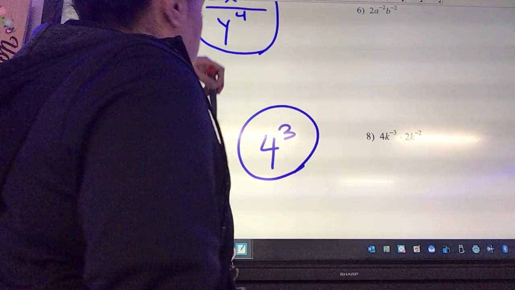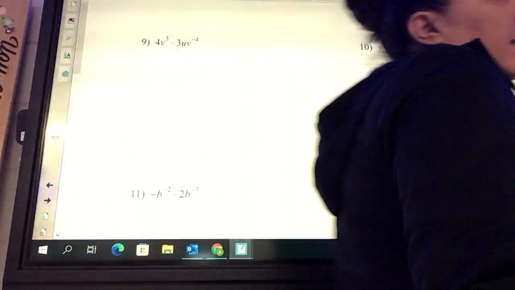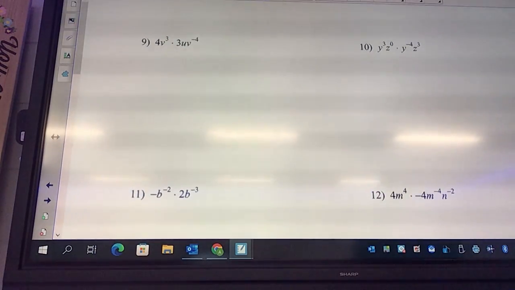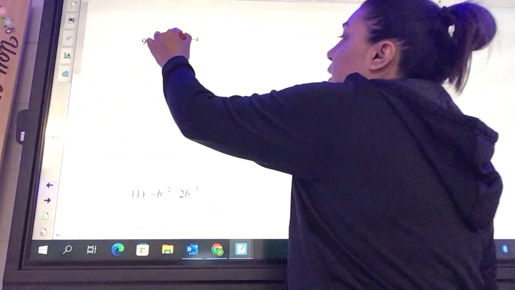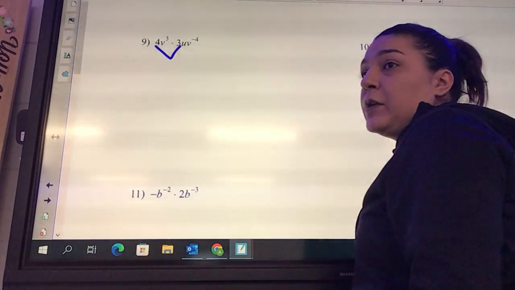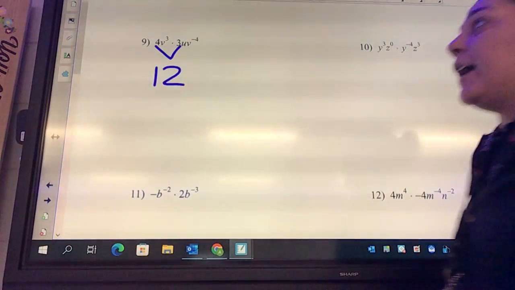What? Good, yeah, because there's no letter. Okay, look at 9. This is still multiplication, but we have multiplication and we have variables. Okay, so you need to multiply the two big numbers together. So 4 times 3, 12. Okay, and then you start to add up the littles.